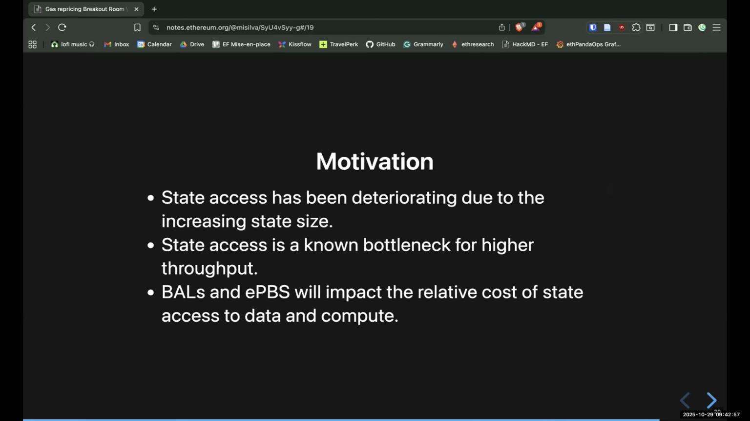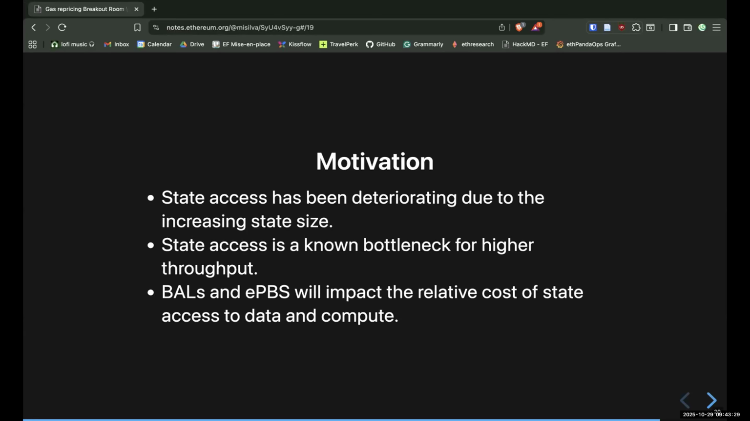So here the motivation is essentially, we know that the state access operations, so reads and writes, have been deteriorating due to the increase in the state size. And we know that state access is a known bottleneck for higher throughput. In addition to these things, we know that block level access lists and EPBS will impact the relative costs that state access has to data and compute.